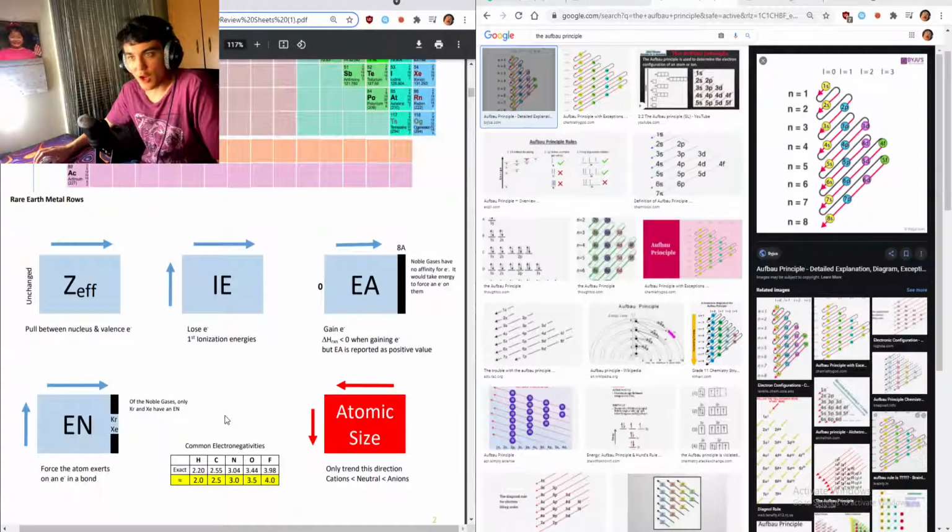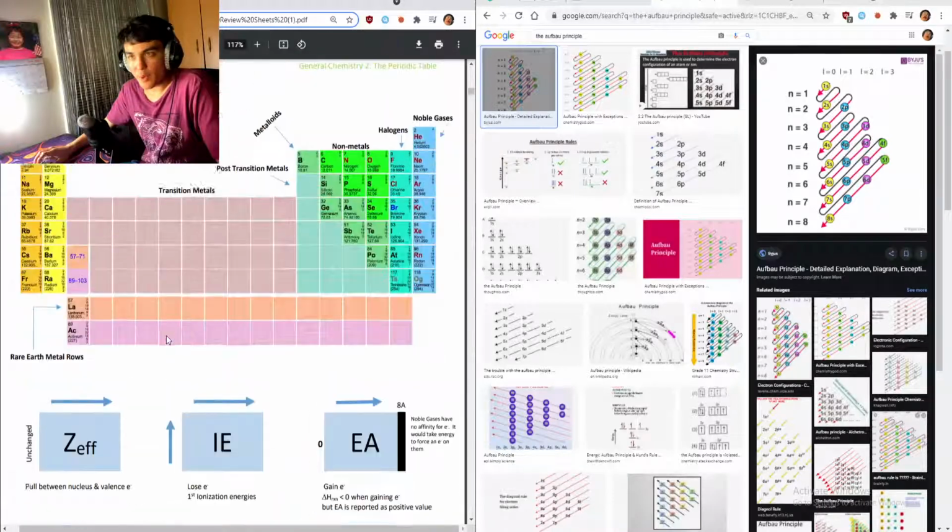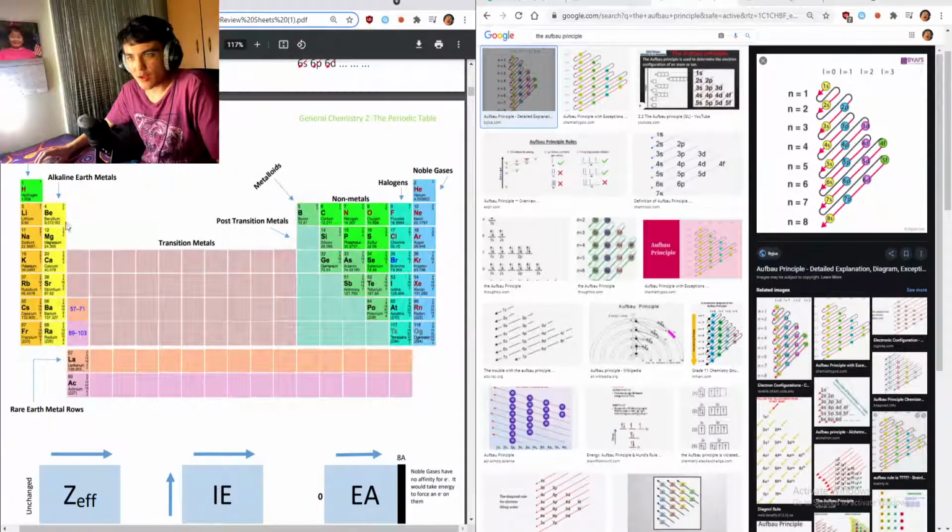Okay, next. Do I have to remember the names? Alkaline earth metals, rare earth metals, metalloids, non-metals.